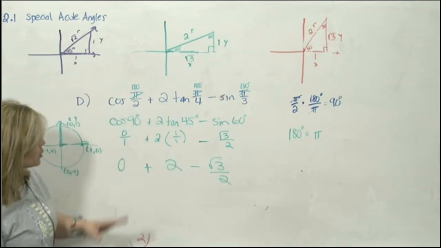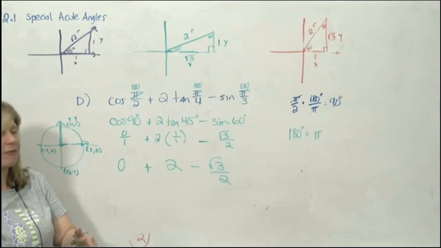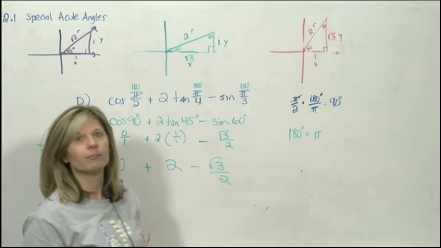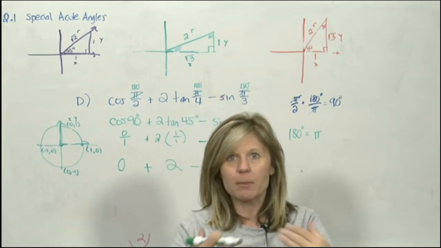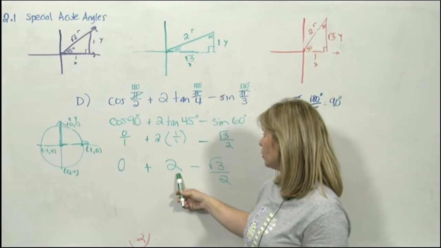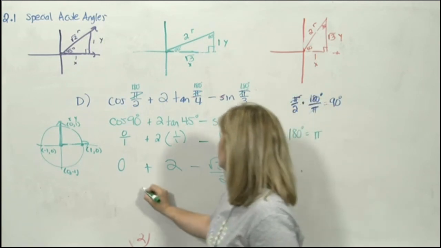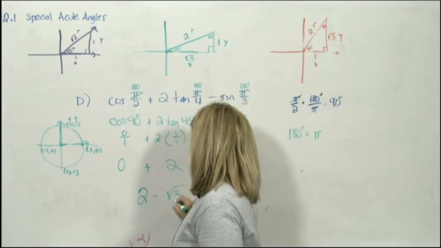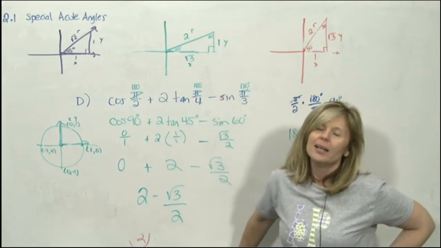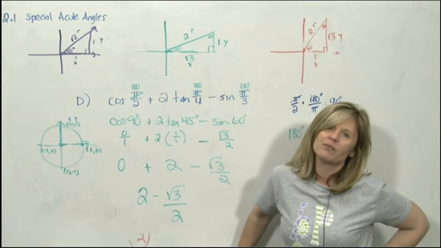So what we want to do is when we evaluate a trig function, we are replacing the function with a number. Make sense? Evaluate. You give me a value out. Now, we all know 0 plus 2 is 2. The problem is with 2 minus square root of 3 over 2. That's an unacceptable answer. In math world, all answers have to be one fraction.